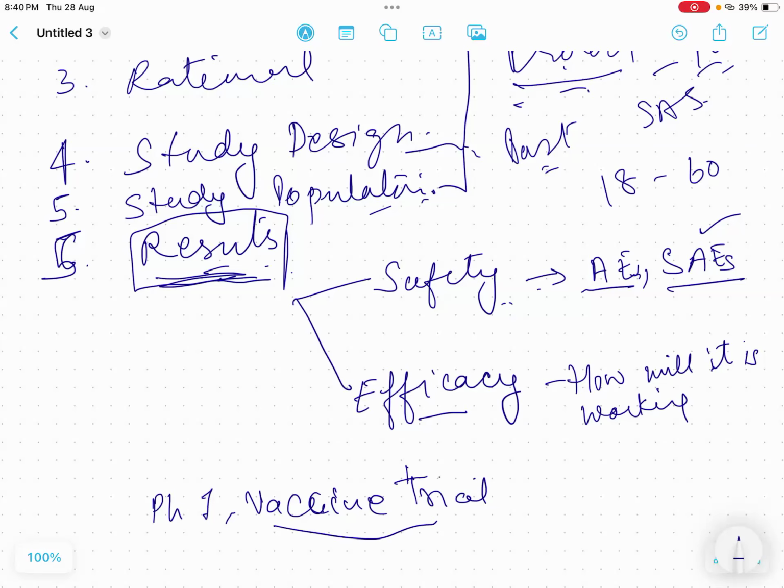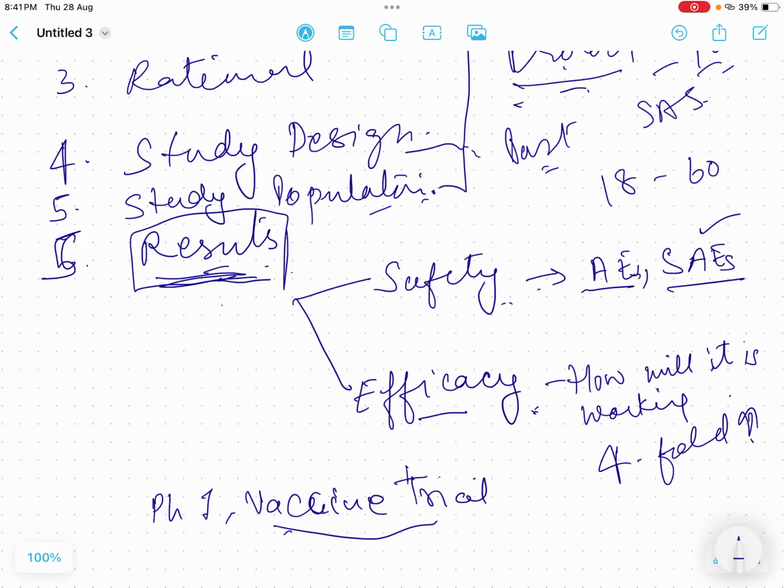So, how well it is working. For a vaccine trial, what will be the antibodies, immunogenicity. So that data will come. Fourfold immunity increase: have they achieved it or not? So I'm trying to give you examples of how you put data in your CSR.